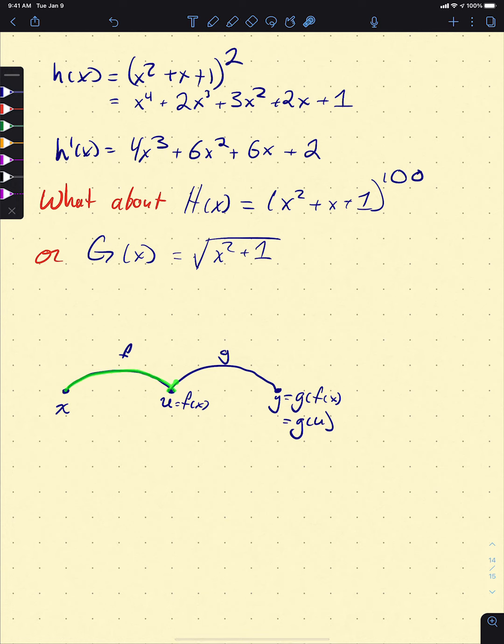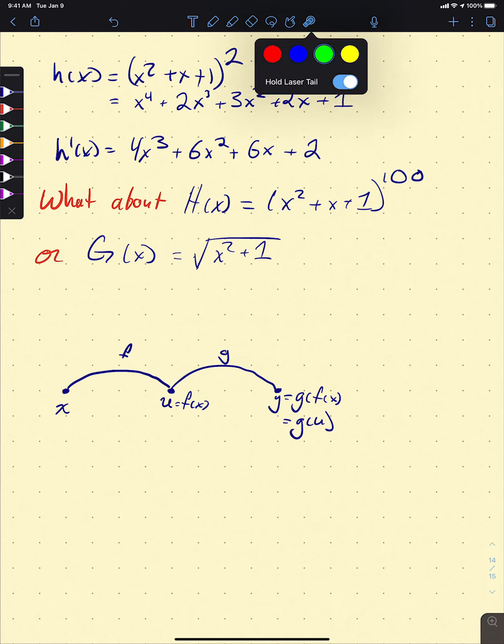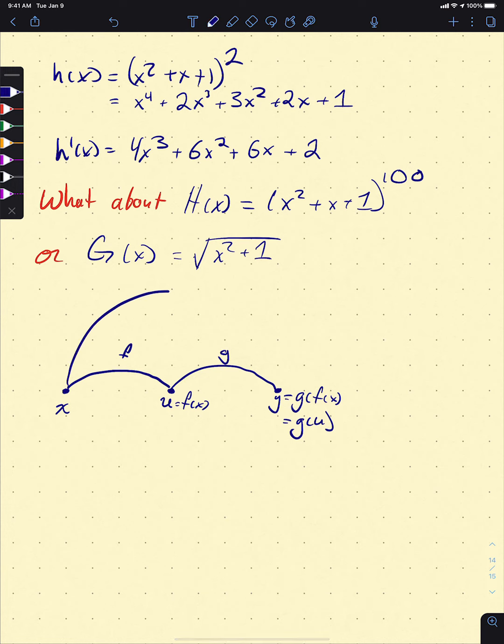And we can have these two derivatives talk to each other, right? If we can figure out how these two derivatives talk to each other, we can figure out how the derivative of the whole function, in this case g compose f, works. And here's how I want you to think about it, okay?